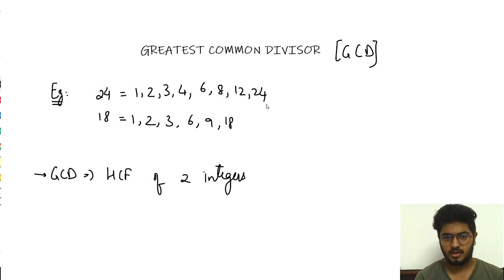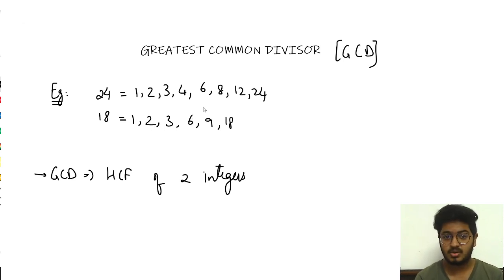Now, over here, let's start with the first common factor of both those numbers. What is it? 1. We have 1 common in 24 and 18. Check if there is another number common in 24 and 18 greater than 1. Is there? Yes, there is 2. Any other number greater than 2 common in 24 and 18? Yes, there is 3. Any other number greater than 3? Yes, there is 6.